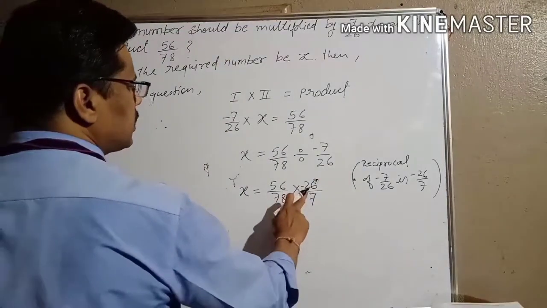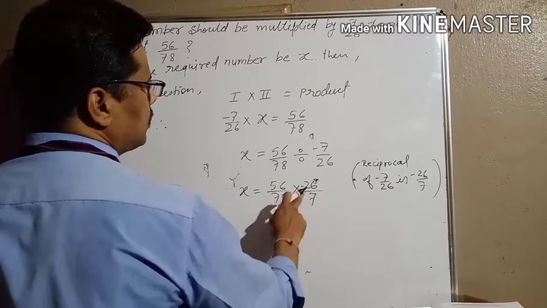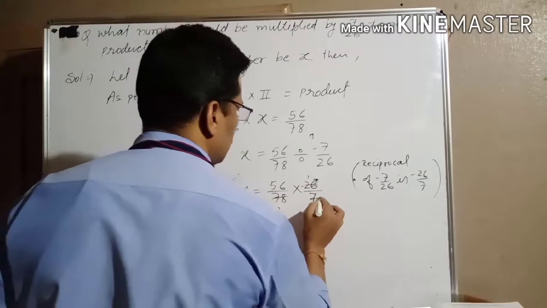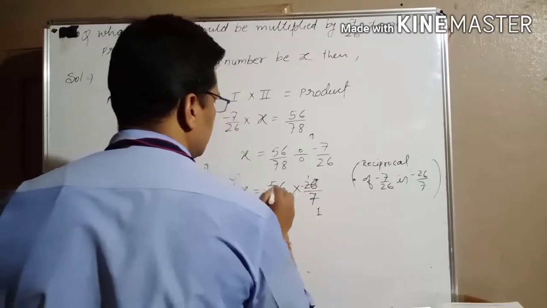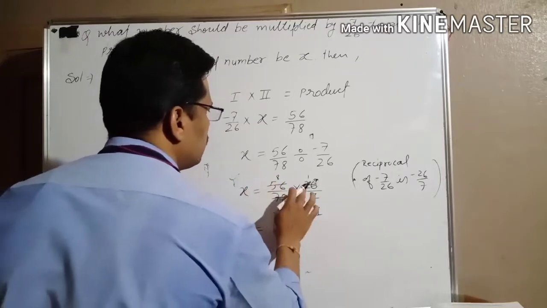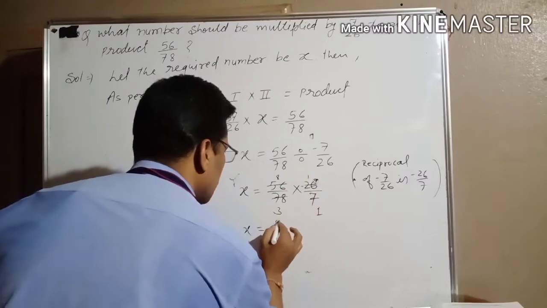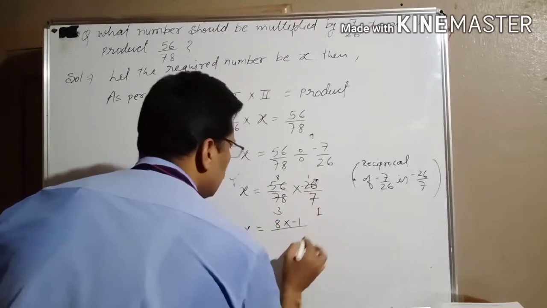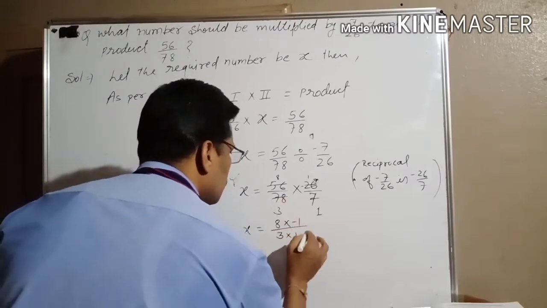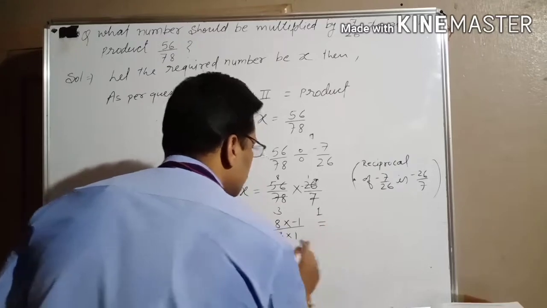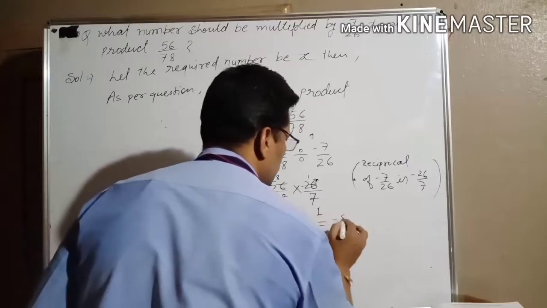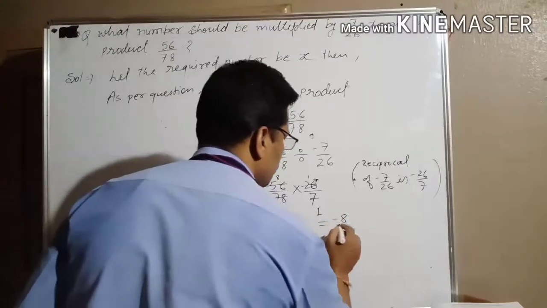Now here numerator and denominator can be cancelled because they have a common divisor. 26 1 ja 26, 26 3 ja 78. And 7 1 ja 7, 7 8 ja 56. So x is equal to, what will we have? 8 into minus 1 in the numerator. Denominator 3 into 1. When you multiply, what do we get? 8 1 ja 8, and plus minus minus, we write minus 8. Here 3 1 ja 3.